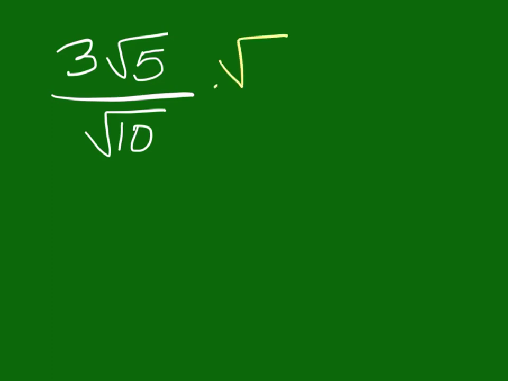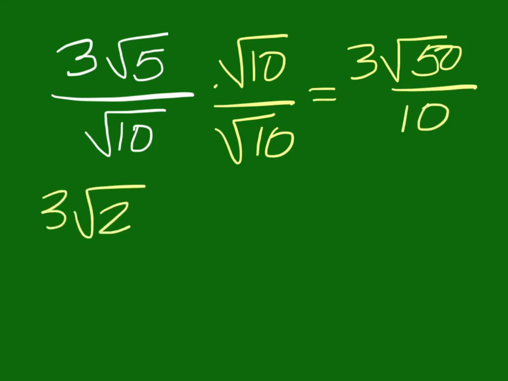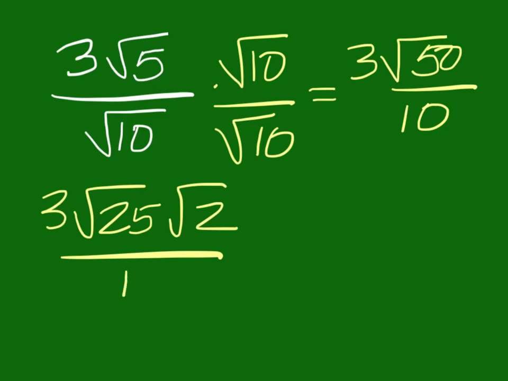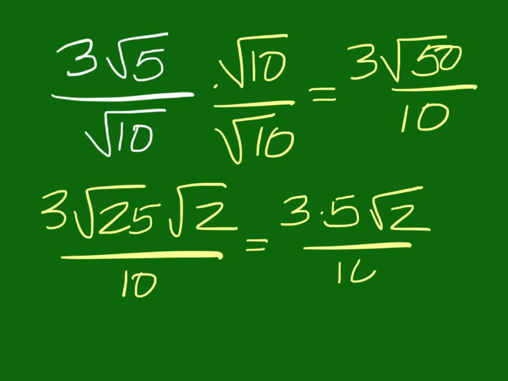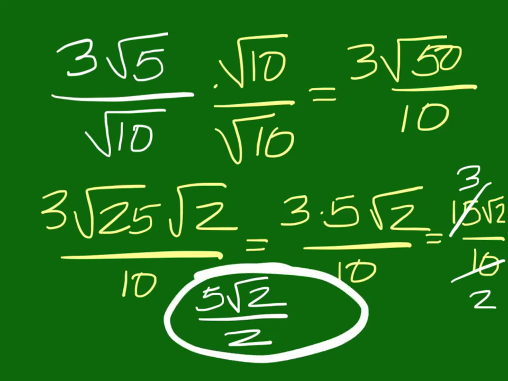Multiply the top and the bottom by the square root of 10 to get 3 square root of 50 over 10. 50 breaks up as 25 and 2. So 3 times 5 from that will be 15 square root of 2 over 10. But the 15 and the 10 can reduce. 5 into that 3 times and into this twice. So 5 square root of 2 over 2 is the answer.